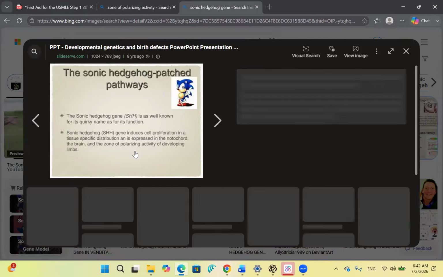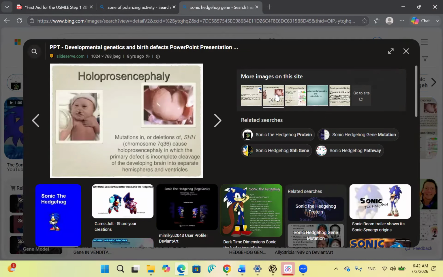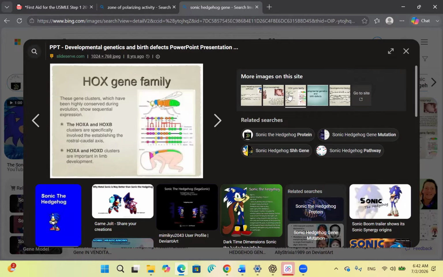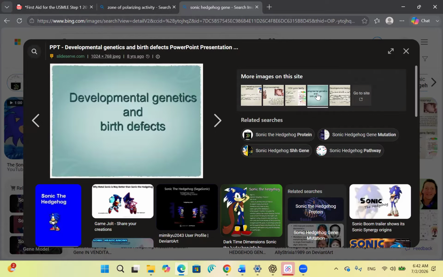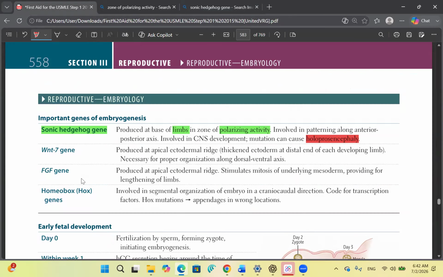Okay, wait. That's interesting. As well known for its quirky name as for its function, it includes cell proliferation and tissue-specific distribution and is expressed in the notochord, the brain, and the zone of polarizing activity of developing limbs. Mutations or deletions of SHH cause holoprosencephaly, in which the primary effect is incomplete cleavage of the developing brain into separate hemispheres and ventricles. Great. So we know that sonic hedgehog is produced at the base of the limbs in the zone of polarizing activity. It is important for the CNS development and for limb development, and it causes holoprosencephaly.